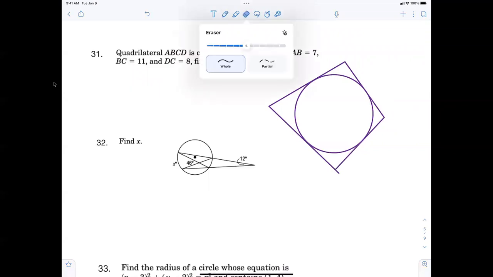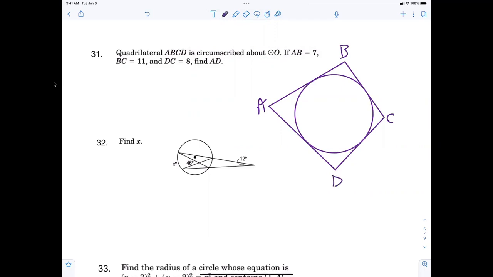All right, that's what they mean if you didn't understand that. Quadrilateral ABCD is circumscribed about circle O. If AB is 7, BC is 11, and DC is 8... Ooh, this was a good one. Anybody able to do that? Anybody?